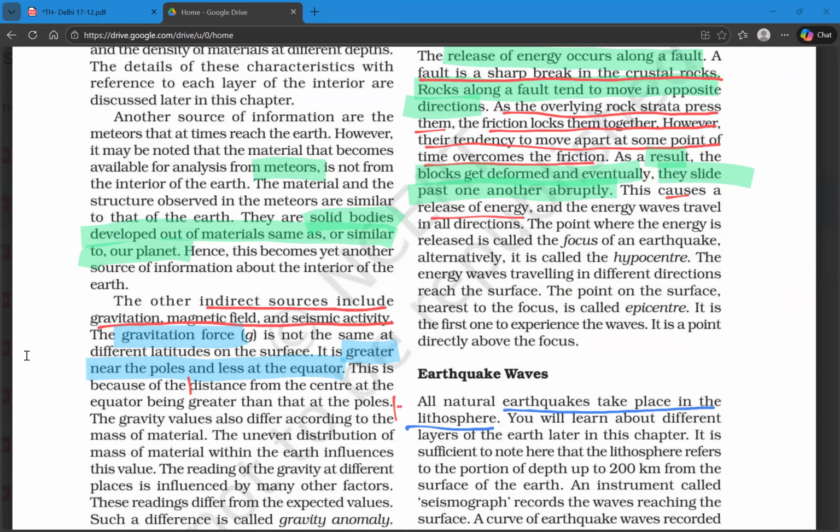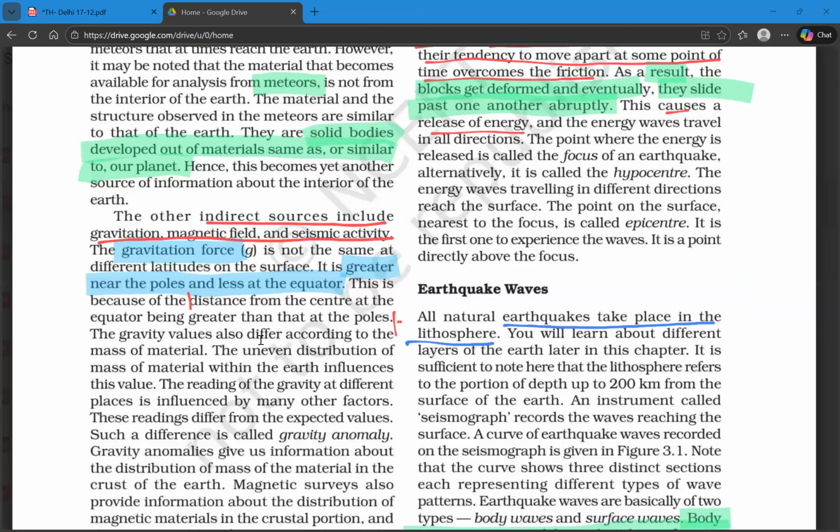The gravitation force is not the same at different latitudes on the surface. So the gravitation force is greater near the poles and less at the equator. Why is it? Because the distance between the pole and center of the earth is less than the distance between equator and the center. So we can see the maximum influence of gravitation near the poles and less at the equator. Here they have given the reason. This is because of the distance from the center at the equator being greater than that at the poles.